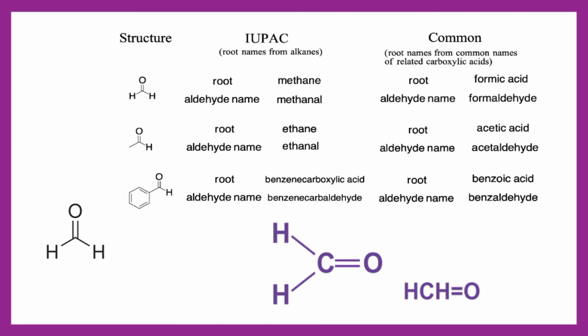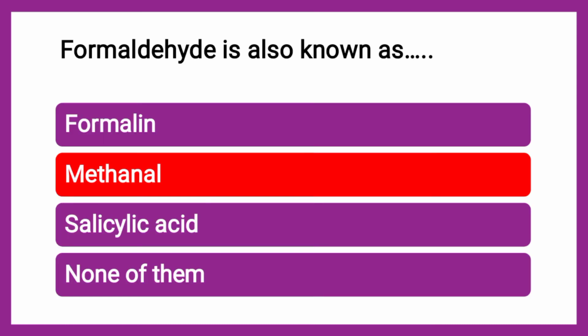Now why it is so? Here you can see it is formic acid which is formaldehyde, okay, since it is related to its carboxylic acid. And as you can see with respect to IUPAC, this is methanal. Al is the suffix for aldehyde, initial al, okay. So formaldehyde is also known as methanal and its aqueous solution is formalin.